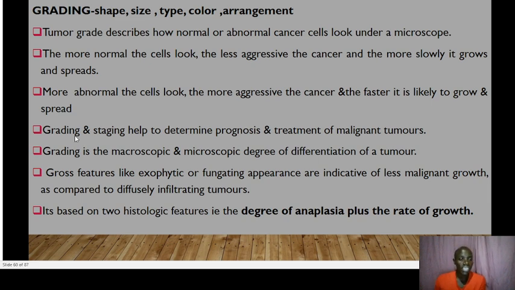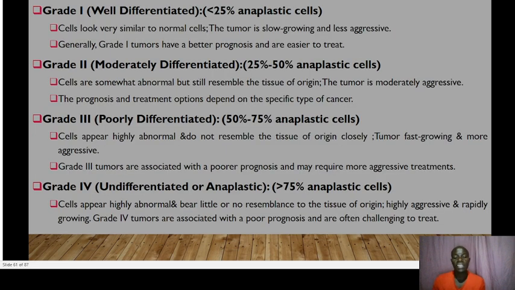So this grading and staging normally help determine the prognosis and the treatment of these malignant tumors. Grading is the macroscopic and microscopic degree of differentiation. Gross features like exophytic or fungating appearance are indicative of less malignant growth as compared to diffusely infiltrating tumors. It's based on two distinguishable features, that is the degree of anaplasia plus the rate of growth. And this normally divides the grading of cancers into 4 grades.